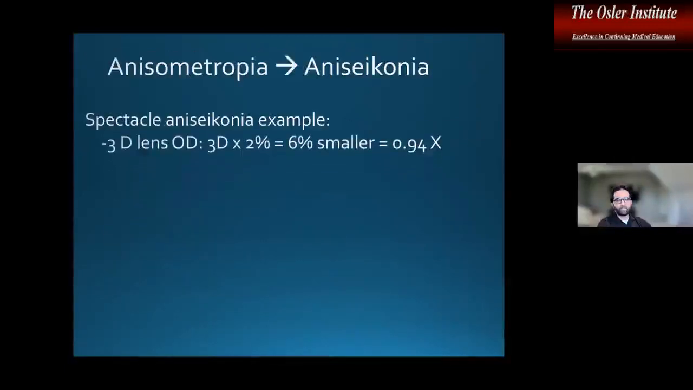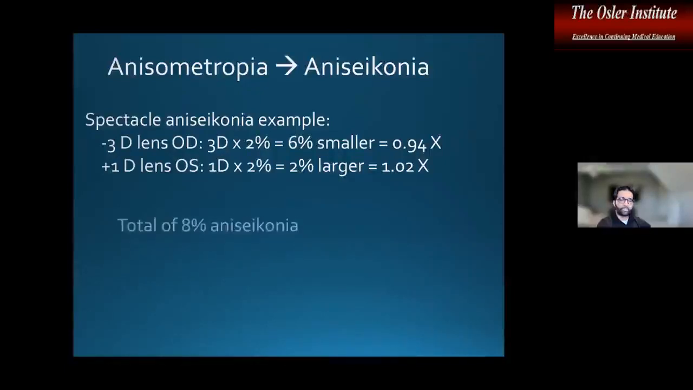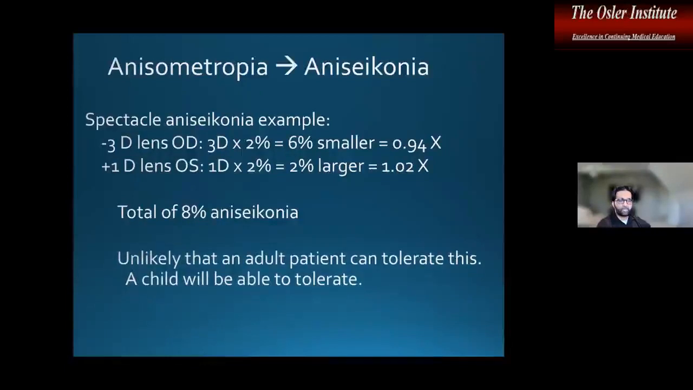This is just a spectacle example here. If you have a patient wearing a -3 lens in the right eye and +1 in the left eye, things are going to be about 6% smaller in the right eye and about 2% larger in the left eye. This patient is going to feel things are about 8% larger in the left eye, and they're going to have about 8% of aniseikonia and be unhappy. Unlikely that an adult patient will tolerate this. A child usually is able to tolerate this, as I mentioned here.